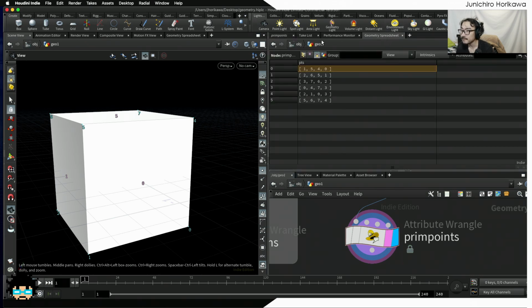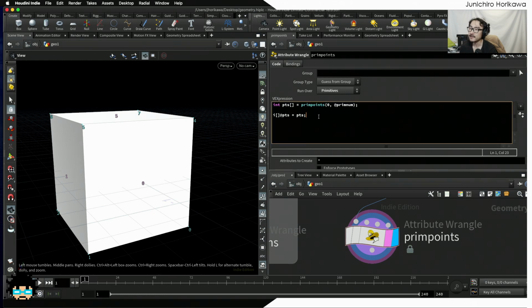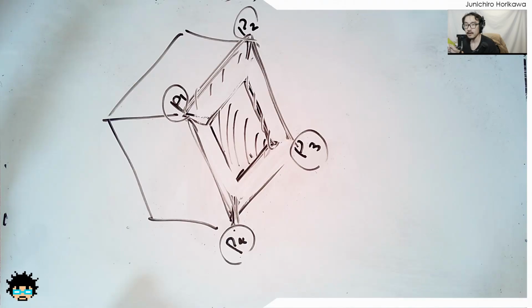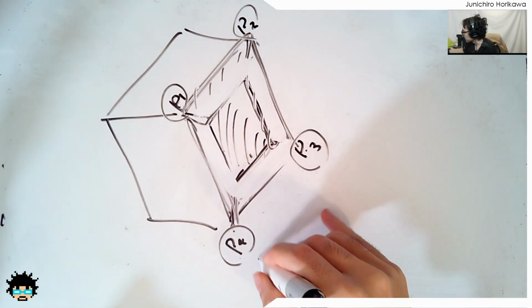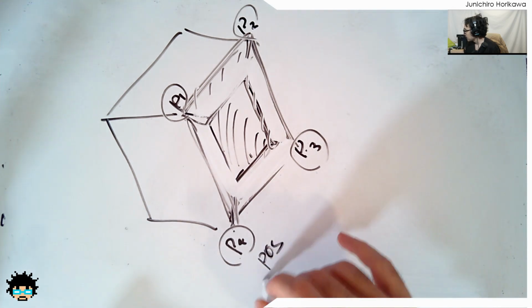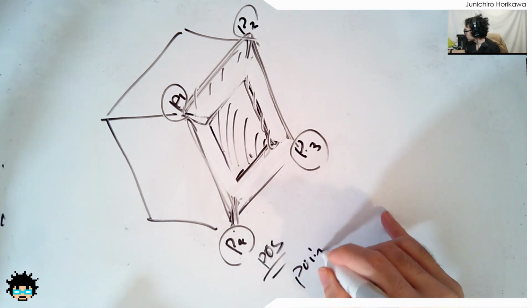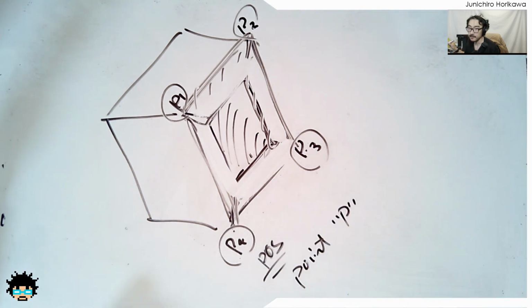Okay, now that we have seen the association between the points and primitives, we can actually use this point information to create what we have just explained, the window-like shape. Now to get back to this sketch, once we know the point number, we can get the position for each point using the point function with the P attribute.